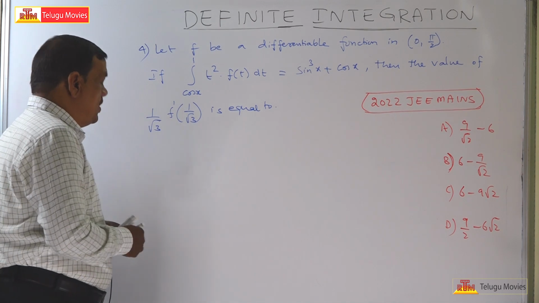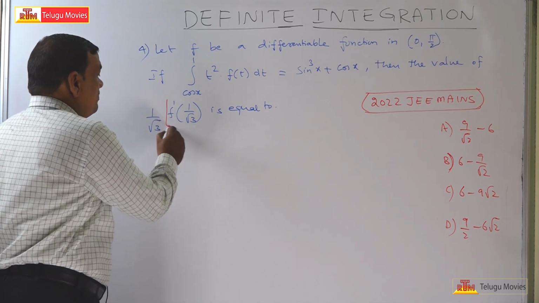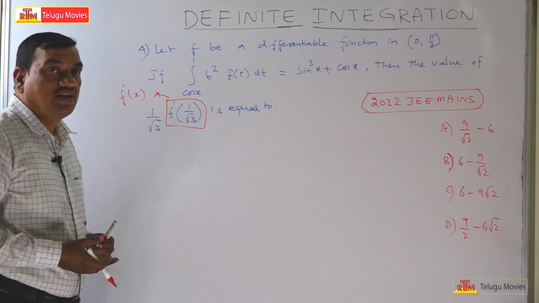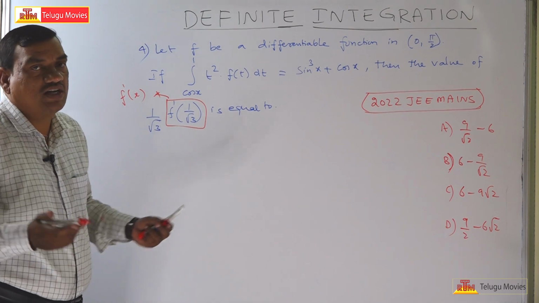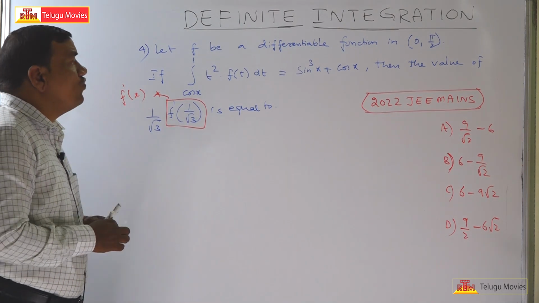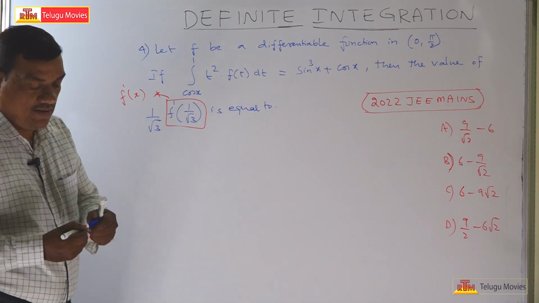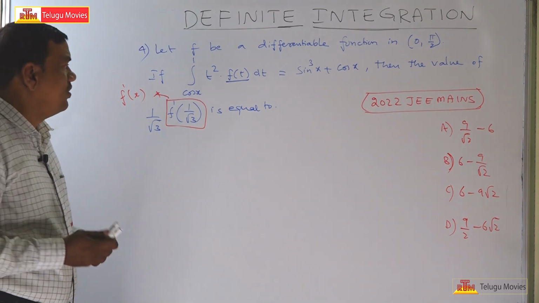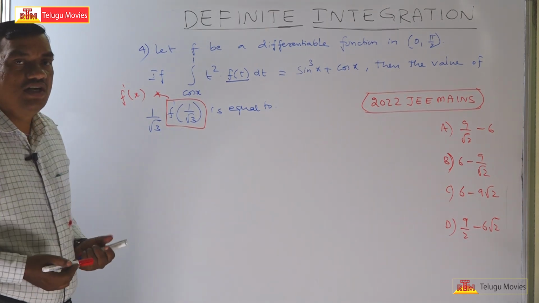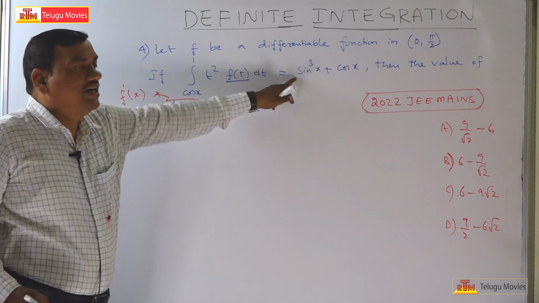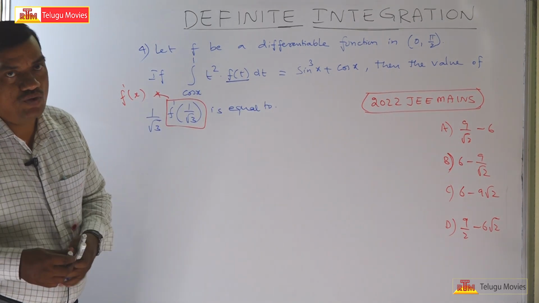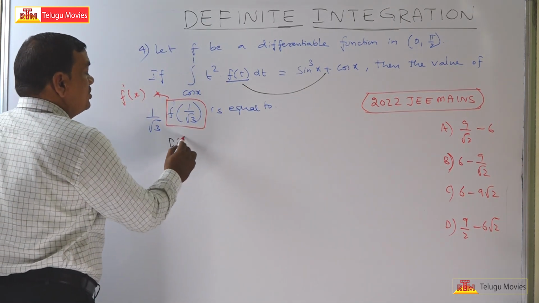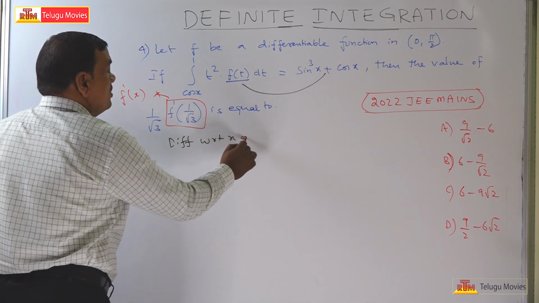If we know the value of f dash of x, then in place of x we can substitute 1 by root 3 and we get the answer. Then how do we find f dash of x? Here f of t is there, and from that only we have to get f dash of x. The only thing to do is differentiate with respect to x on both sides.